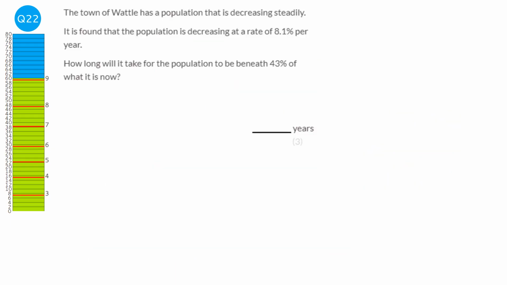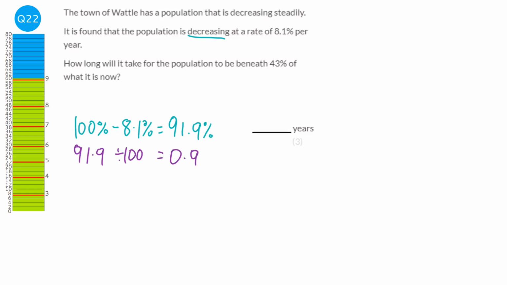So we're going to start by finding the multiplier. We start off with 100%. It says it's decreasing at a rate of 8.1%. So we're going to take away the 8.1%. And then when we do that, we get 91.9%. Make that a multiplier by dividing it by 100, essentially making it a decimal. So whenever we get a number and we times it by 0.919, we're decreasing it by 8.1%.